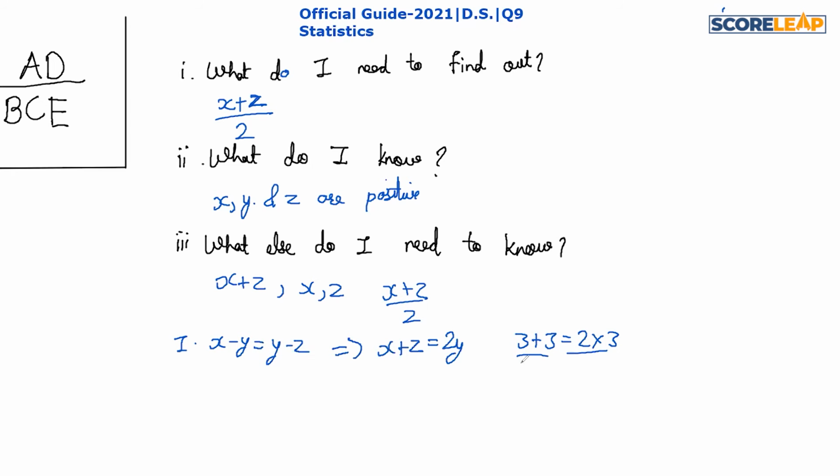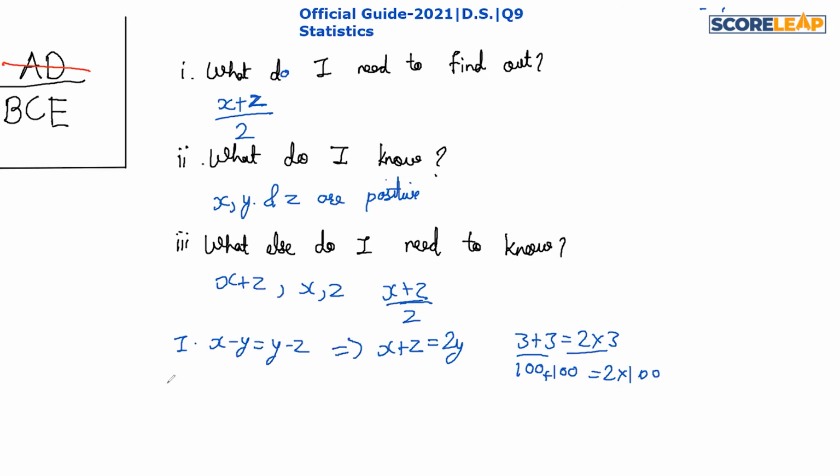If we take 100, so if x is 100 and z is 100, then y is again 100, and 2 into 100 is the same. So the equality holds true. So we are getting many different values for x and z, and many different values for their averages too. So statement 1 is not sufficient. Whenever statement 1 is not sufficient, we cross out A and D.